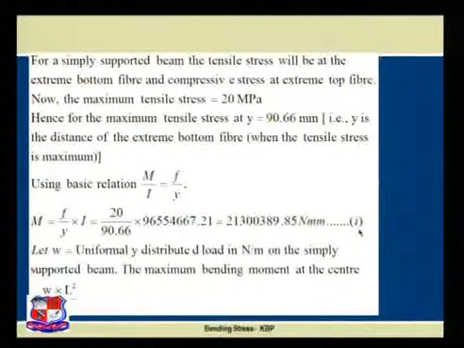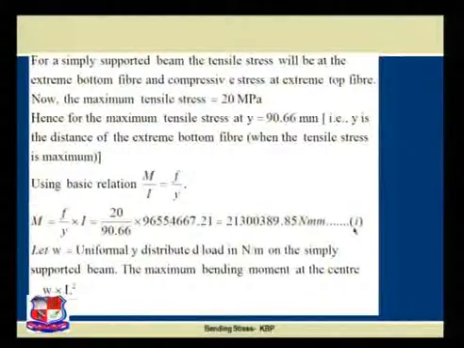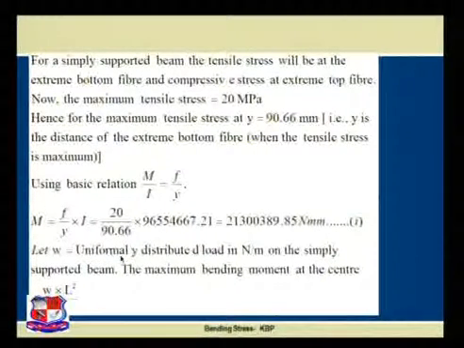Our aim is not to find the value of M. Our intention is to find what will be the UDL which will safely act on our beam. To find the UDL safely, let W be the uniformly distributed load in Newton per meter on this simply supported beam. Because of the uniformly distributed load, the maximum bending moment at the center is WL square by 8. What does it mean?